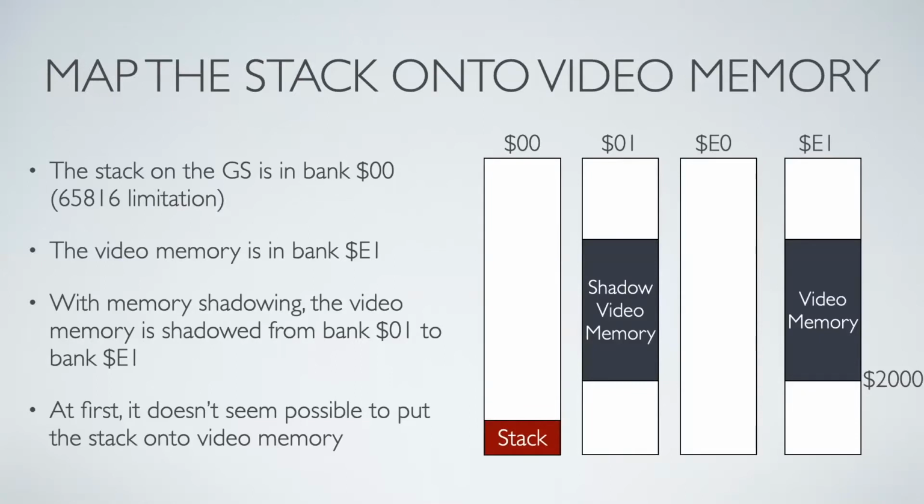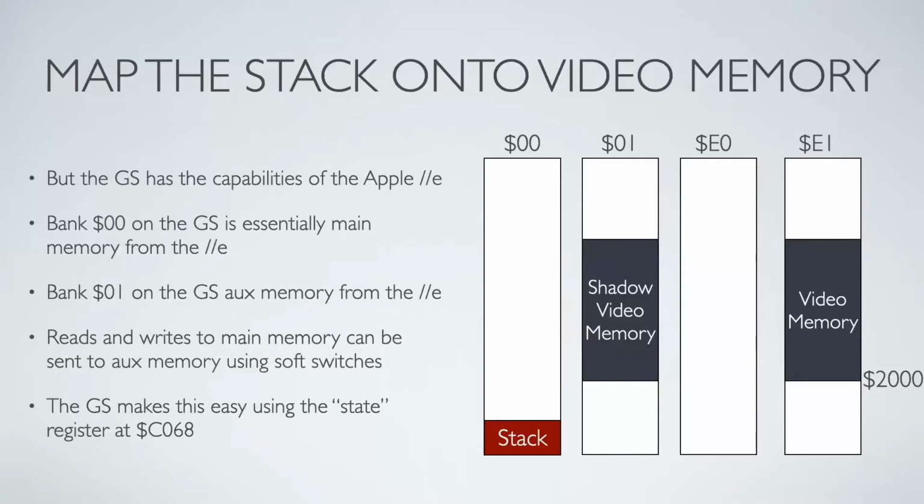The video memory we need to write to is in bank E1 at hex address 2000. The GS has a feature called memory shadowing, and with shadowing on, a write to bank 1 in the video memory range will be shadowed to E1 where we actually need it. But the stack is still stuck in bank 0.